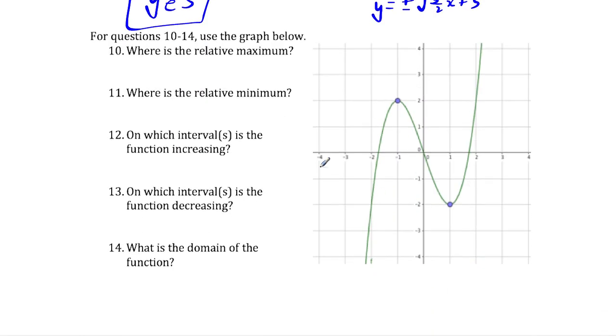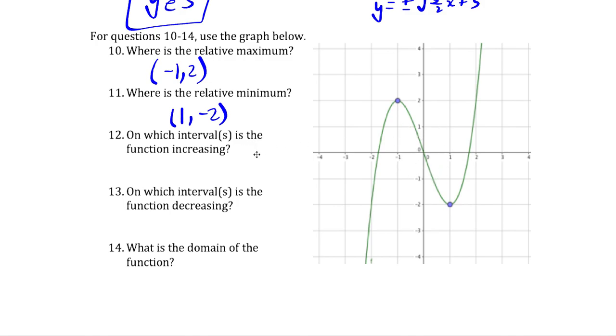All right, and so moving on. Relative maximum with this picture. Well, the relative maximum is going to be at -1, 2. This is a turning point, right? Whenever we have a relative maximum or a relative minimum, it is a turning point. So the relative maximum is at -1, 2, and the relative minimum is at 1, -2. So again, another turning point.